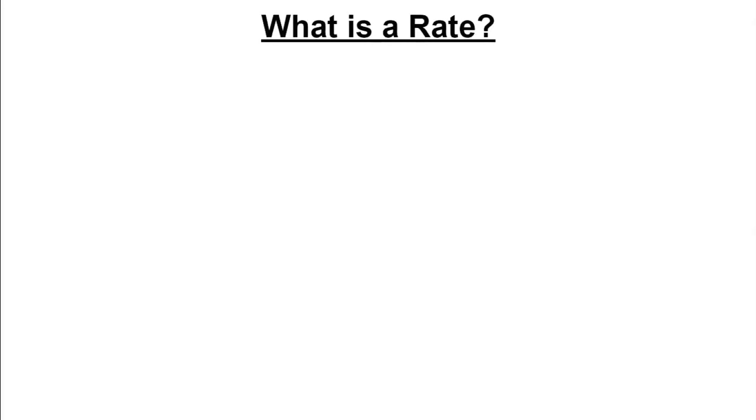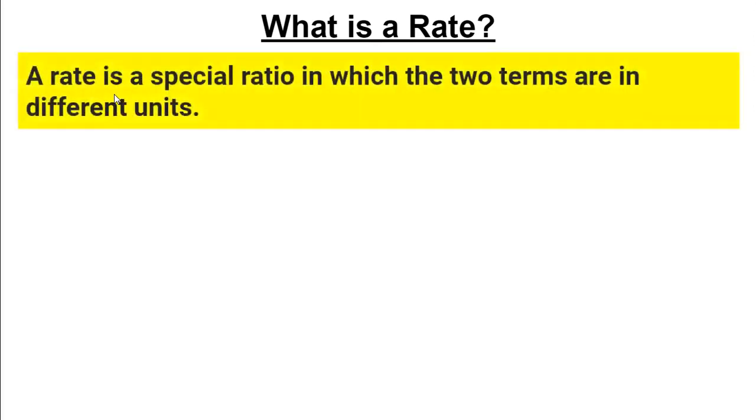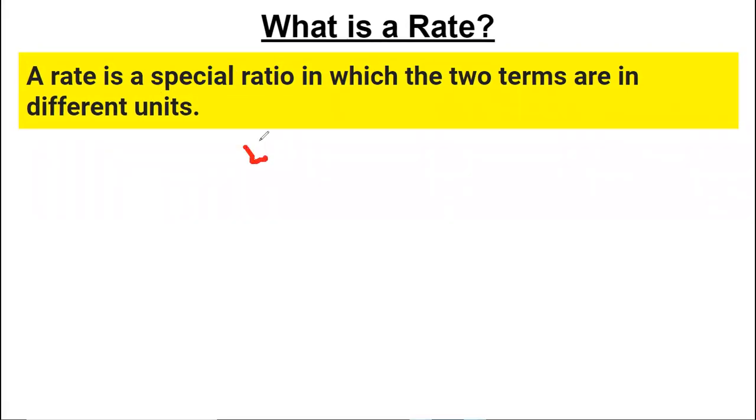So what is a rate? Talking about rates and proportions and percents for a bit here. So a rate is a special ratio in which two terms are in different units. So a ratio is another word for a fraction. You could see a ratio written as, let's say, 4/3, or you could see it written as 4:3. So you can see ratios written either way. We're going to deal mainly with fractions.